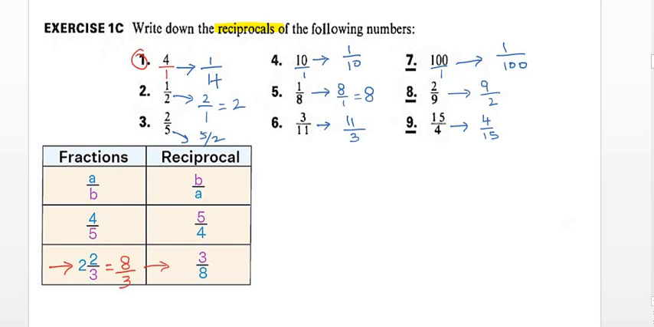Now why do we need a reciprocal? We need a reciprocal in division. When I say flip, that means we are taking the reciprocal of the second fraction. So let's start the questions of division.